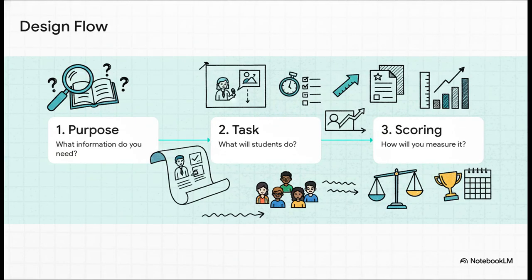You always, and I mean always, start with step 1, purpose. What information do you need and why do you need it? It's only after you answer that question that you can even begin to design an appropriate task. And only after you have the task can you figure out the right way to score it. If you get this order wrong, the whole assessment can just fall apart.